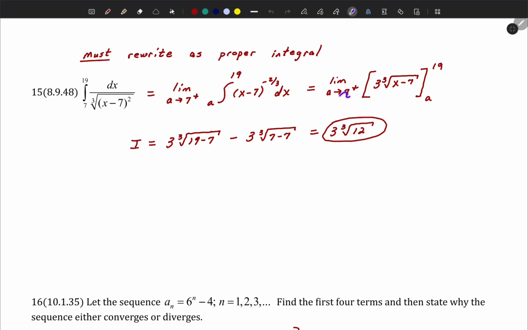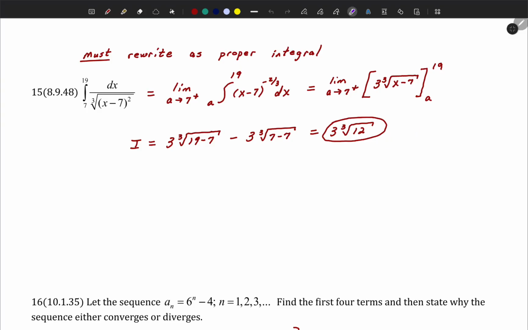Now, notice from this step to this step, I did not put the limit. Well, why? Because I physically plugged a 7 into the place for the variable in this problem. So I can say, well, that's just going to become 3 on the cube root of 7 minus 7, whereas it was undefined in the original problem. Now when we integrate it, it's not undefined. It's just the cube root of 0, which is 0. We'll get 3 on the cube root of 12 minus 0 for a final answer of 3 on the cube root of 12.